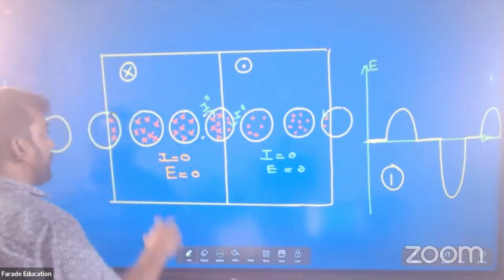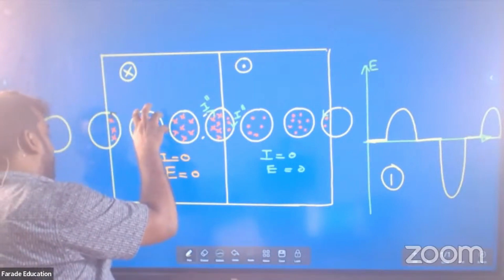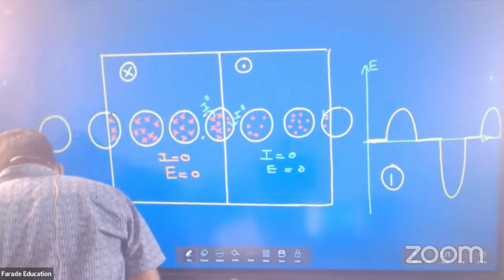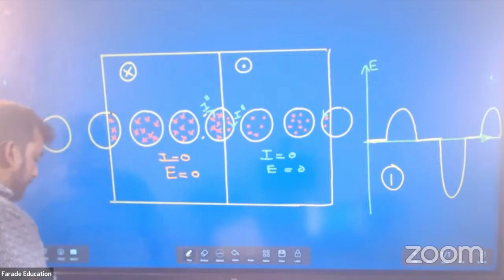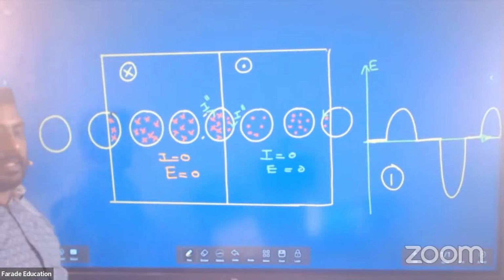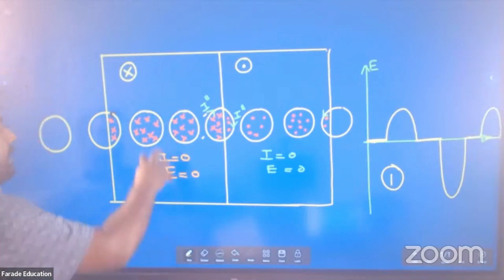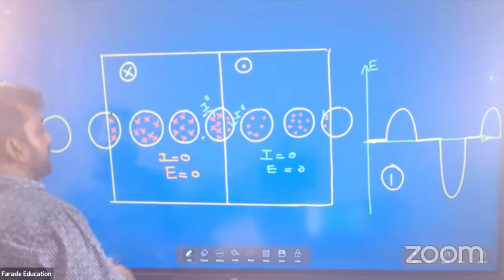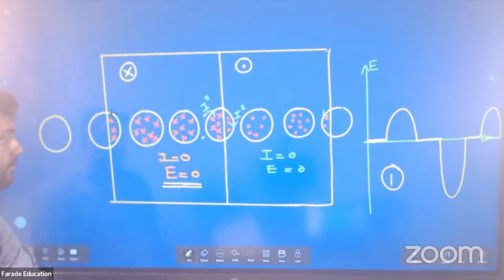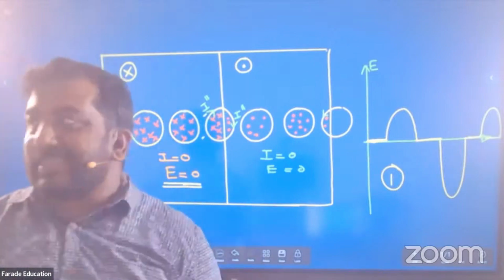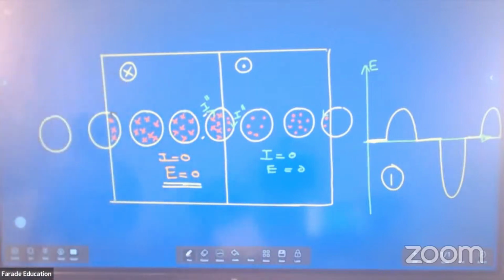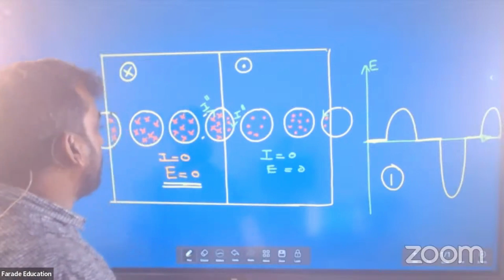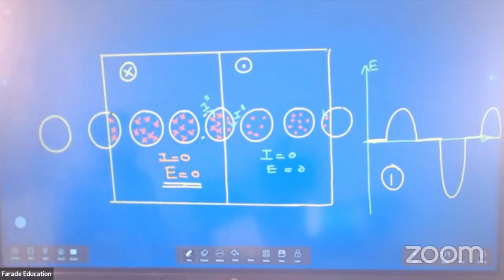Next point. When the complete loop is inside, there is no change in magnetic flux, so induced EMF is 0.